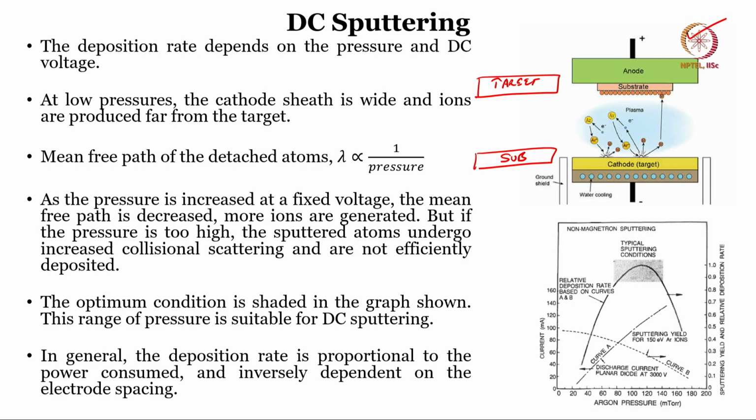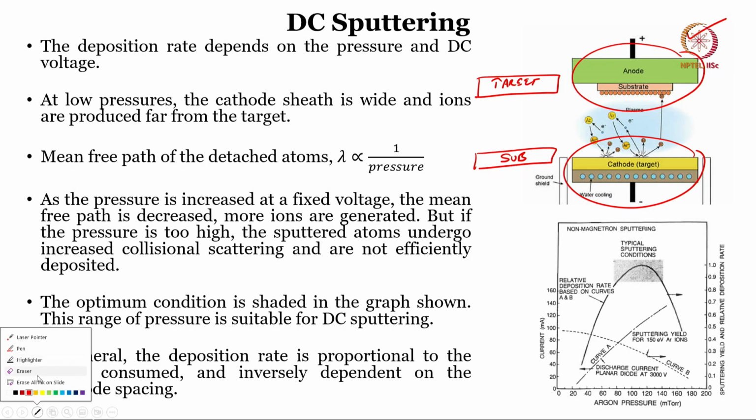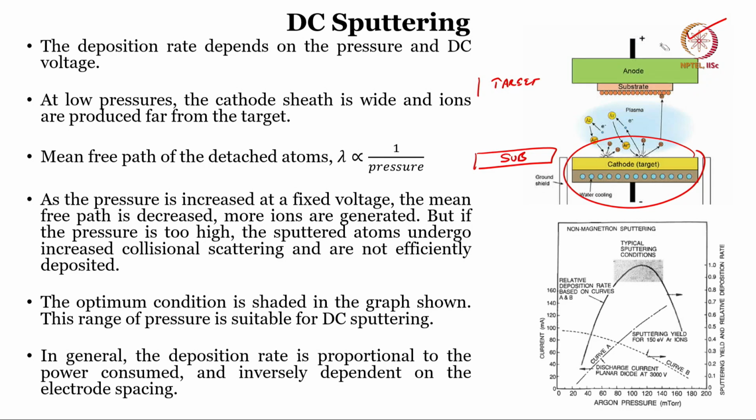As usual, what we have seen in the thermal or e-beam operation, where your source was always at the bottom and the substrate was always at the top. But in this case, we can interchange it. We will only take care of the potential that we apply. That means which should be the anode and which should be the cathode. The anode is generally the substrate and the cathode is generally the target or the source material.